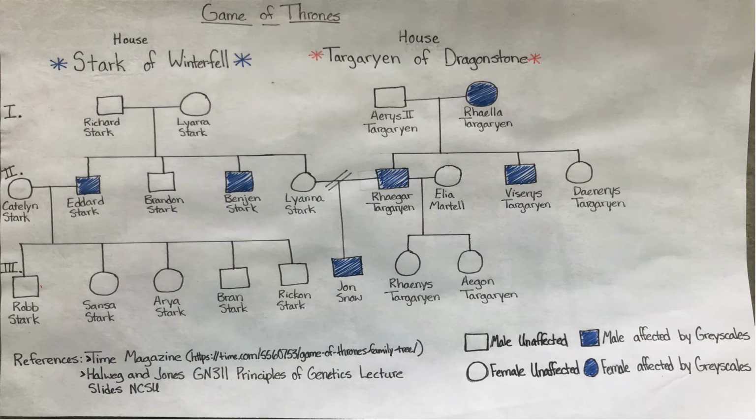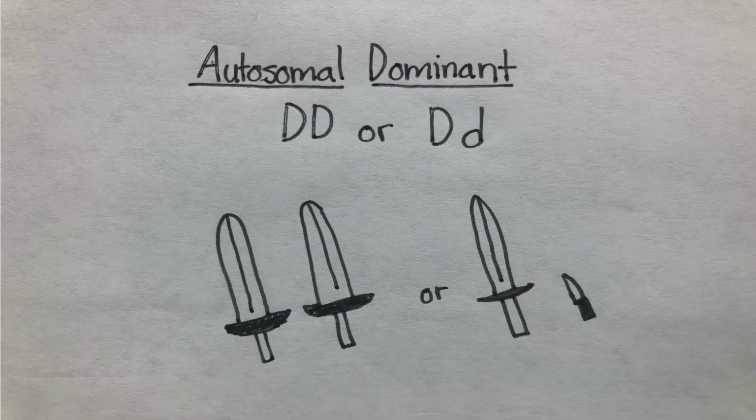This is a pedigree of characters from the TV series Game of Thrones. While I am the one who drew the image, it is based off of the pedigree from Time magazine. Now, before we get into deciphering this pedigree, let's first discuss the different modes of inheritance.